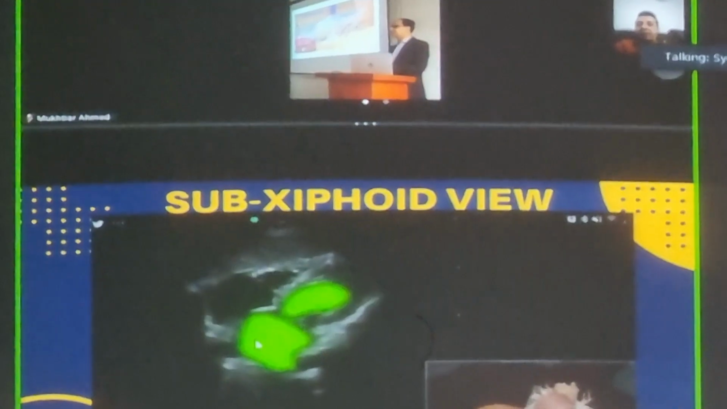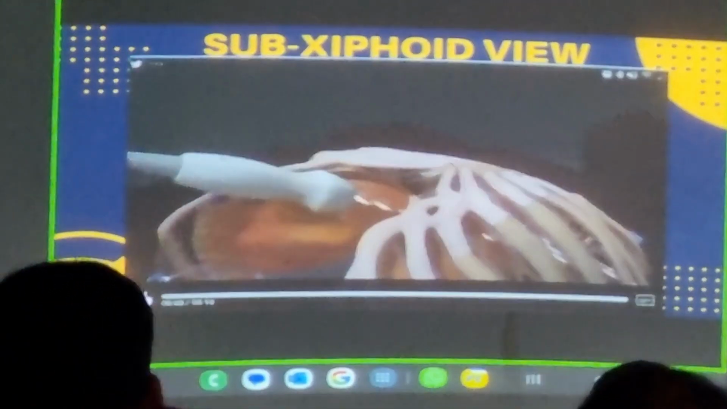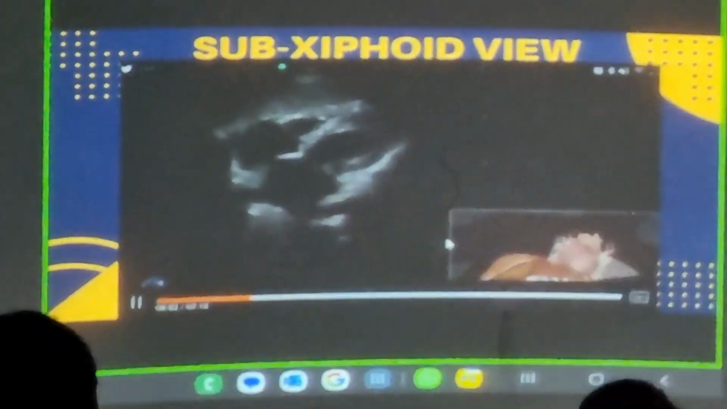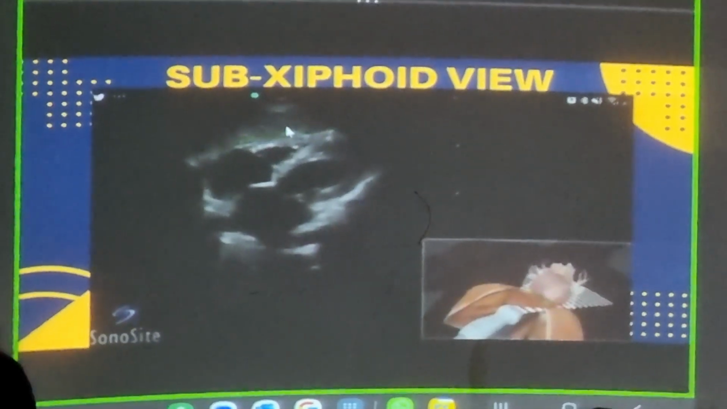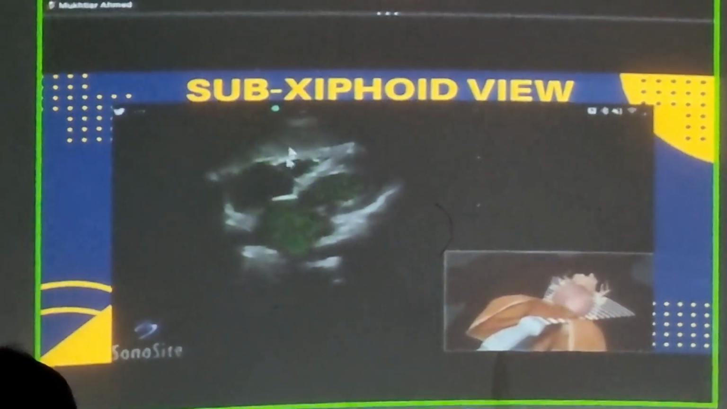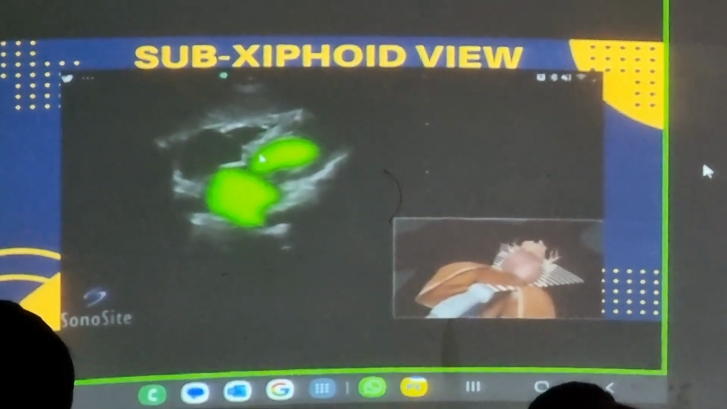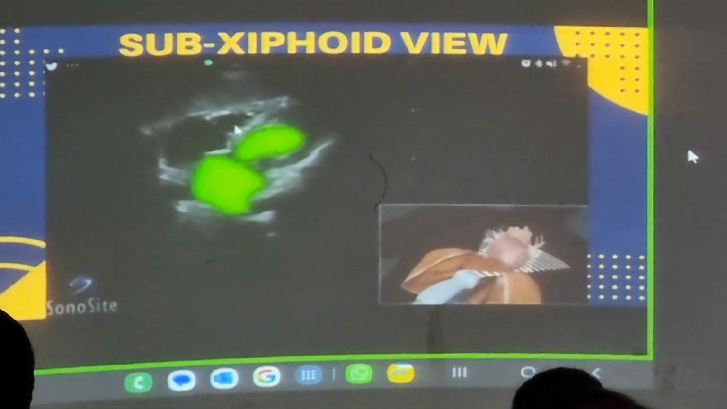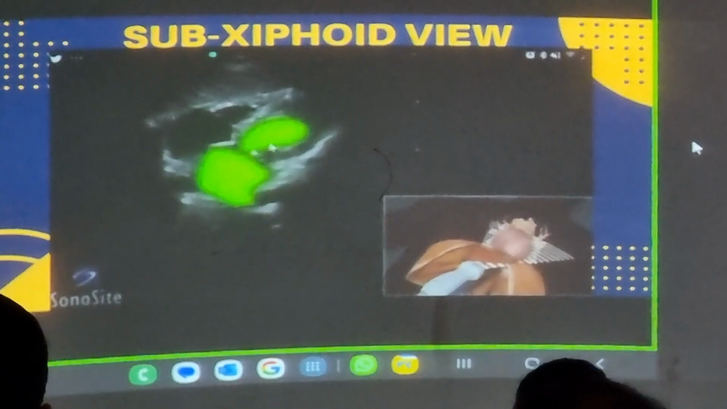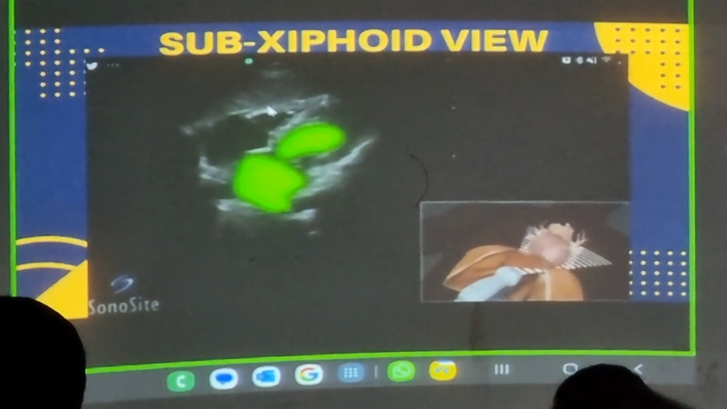This is the pericardium, the liver, and right side of the heart, and the left side of the heart. This is the left ventricle. This is the right ventricle. This is the right ventricle, and this is the left ventricle. Okay. This is the right atrium and the left atrium. Again, these are very important views. I'm just going to repeat once more.